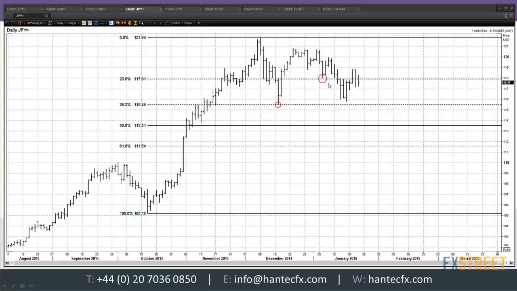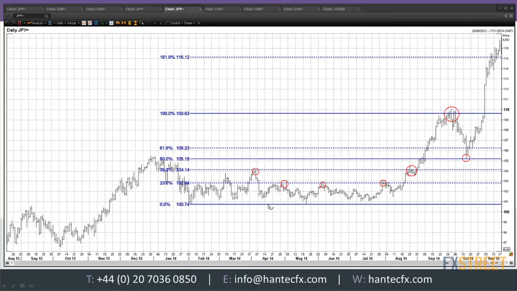You could say the consolidation around here as well, although I didn't really draw this, and this low in January as well. And again, you could argue a consolidation here. It's just trading around it at the moment. I'll talk about dollar yen in a bit, but I think dollar yen is in a bit of an uncertain phase at the moment. Doesn't really know what it's doing.